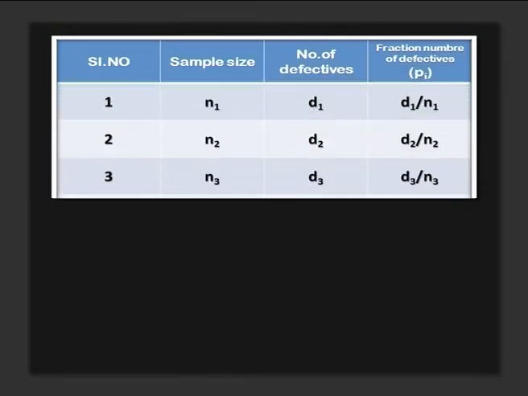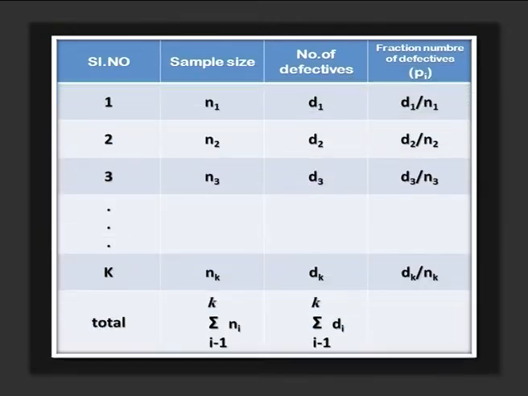Control chart for fraction nonconforming or P chart. We know that the fraction nonconforming P follows binomial distribution with the mean and standard deviation given by P and root of P into 1 minus P divided by n. Obtain the data and tabulate as follows.